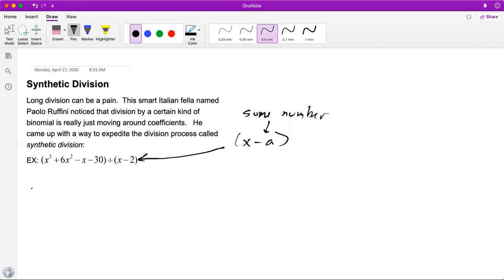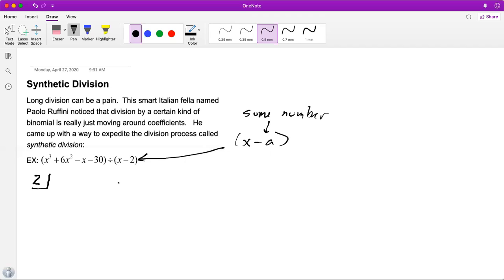You're going to draw a little box, and inside the box, you're going to put the number that's sitting here. That number is 2, and it's not -2, because we think of this expression as being x minus a, and so x minus a is 2, not -2. If a was -2, x minus a would be x plus 2. So whenever this says x minus 2, you write 2 there. If this said x plus 2, you write -2 there.